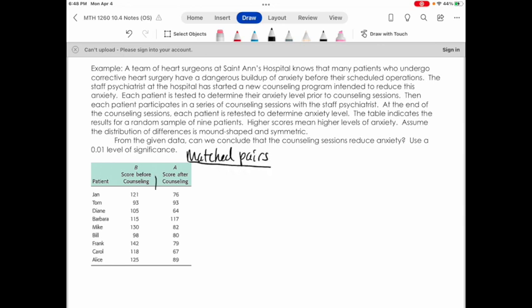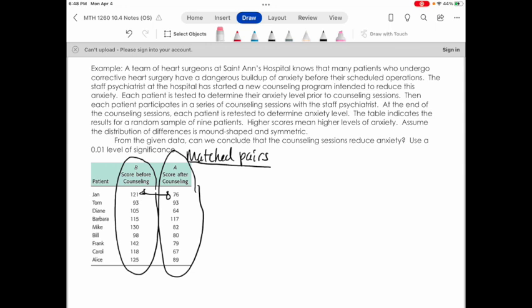They're dependent samples because they're matched up, where they're taken from the same patient, the same measurements to see a before and after situation. So this column B represents the anxiety scores before counseling. Then column A represents after counseling. And the question is asking, from the given data, can we conclude that the counseling sessions reduce anxiety? And we're going to use a 0.01 level of significance. Now, when we do hypothesis testing with matched pairs, the whole procedure, the 5 steps, are virtually the same.